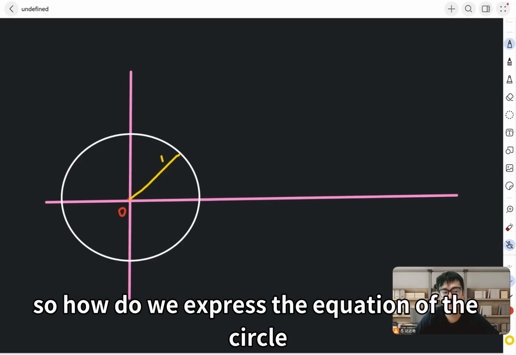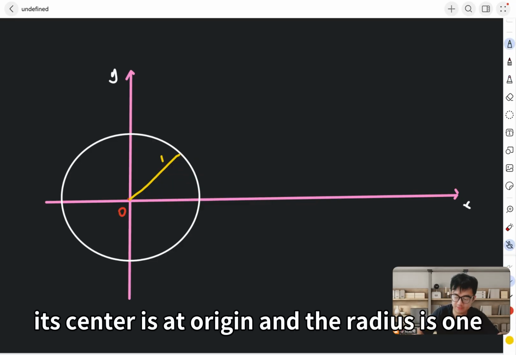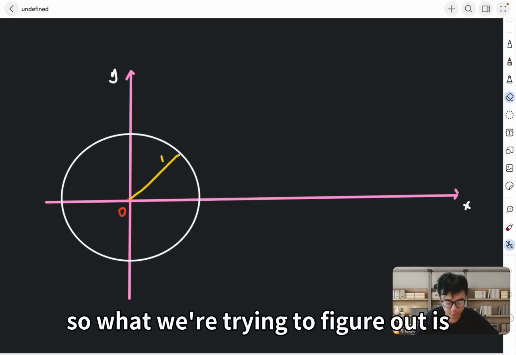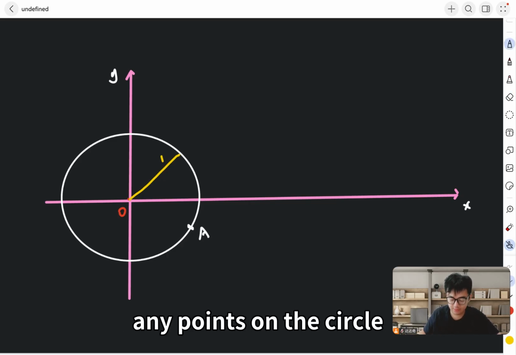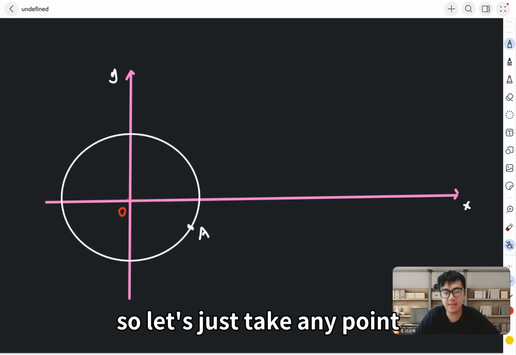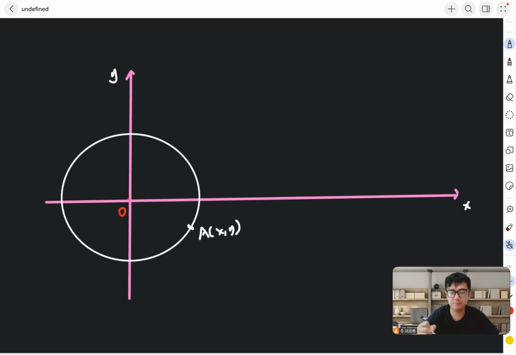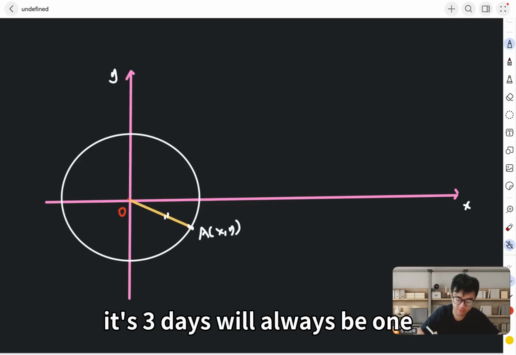So how do we express the equation of a circle? Its center is at the origin and the radius is 1. What we're trying to figure out is the formula of the circle, for any point on the circle. It's not the center, it's only about its boundary. So let's just take any point A on the circle with coordinates x and y. For any point on this circle, the distance from A to the center is fixed, right? Because that's the definition. Its radius will always be 1.